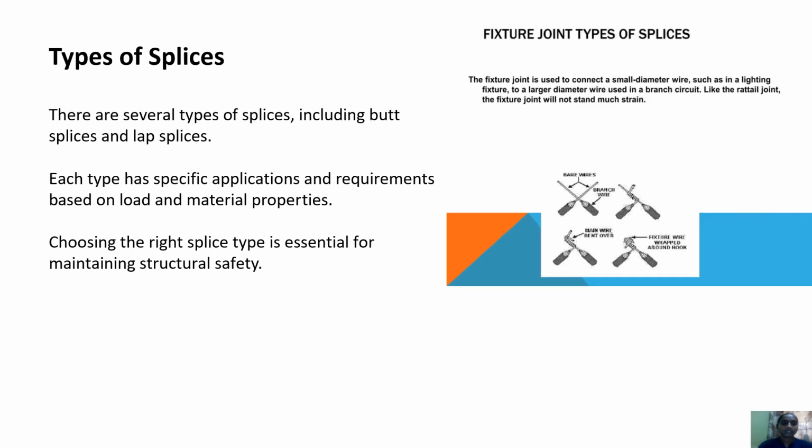Types of splices. There are several types of splices including butt splices and lap splices. Each type has a specific application and requirements based on the load and material properties. Choosing the right splice type is essential for maintaining structural safety.